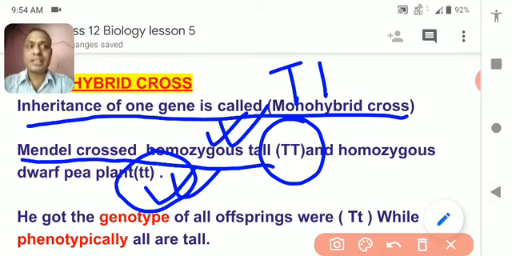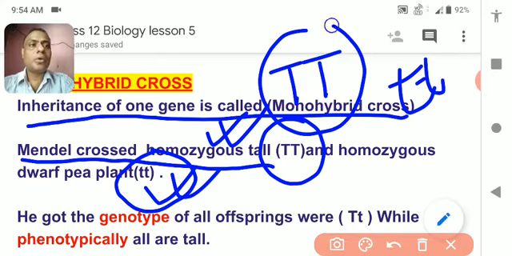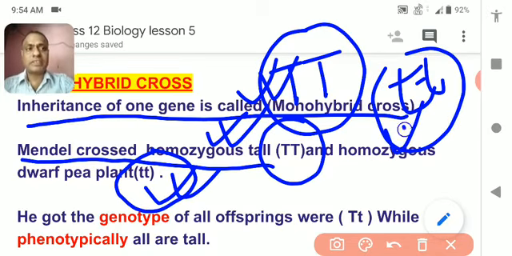Capital T are the same because both of them are capital, and small t are the same because both of them are small t. So both are homozygous condition. He took two different traits of one character: tallness of the plant, capital T, and dwarfness, small t. Tallness is one trait and dwarfness is another trait of the character, height of the plant.